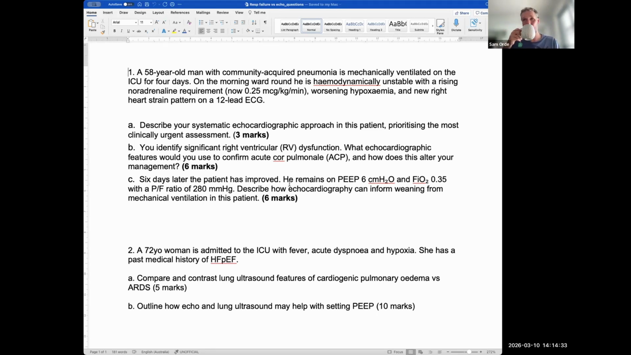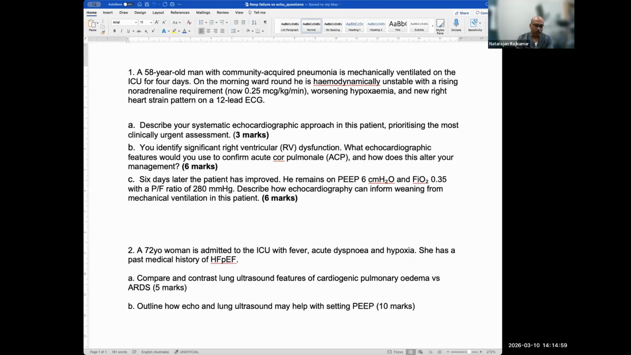Sure. So 6 days later, the patient is improved, remains on a PEEP of 6 and 35% oxygen, PF ratio 280. So the role of echocardiography in weaning from mechanical ventilation in this patient. So I'm not sure I get the road for 6 marks. So I look for mainly in the context of readiness for weaning and looking for the parameters that will help me about the weaning success probability.